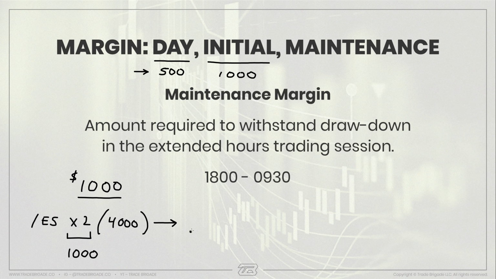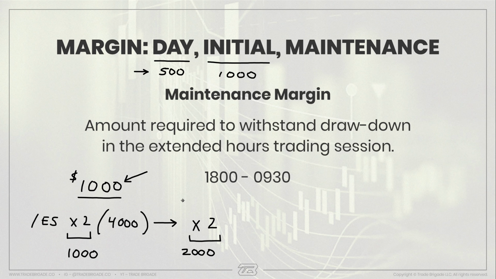But we know that we're trying to trade two of them into the extended hours session, and that's technically going to cost us for initial margin $2,000, right? Because it's two times the initial margin requirement per contract. But our account value is only worth $1,000. So one of two things is going to happen at this point.